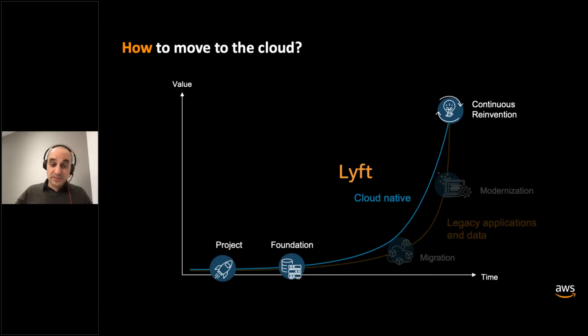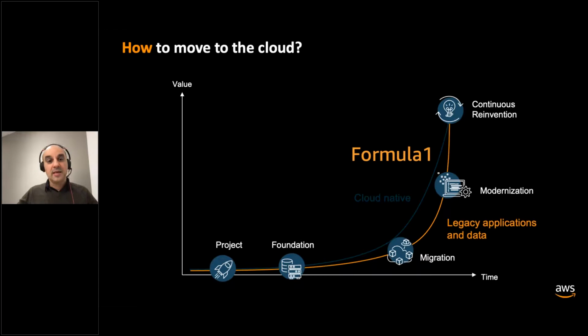We have companies, usually startups, that go through the cloud native route. So Lyft, a ride-sharing startup. They start in the cloud, they progress in the cloud, and everything they do is completely 100% on the cloud. Other companies are much older, from the time that cloud did not exist. That is the example of Formula One.